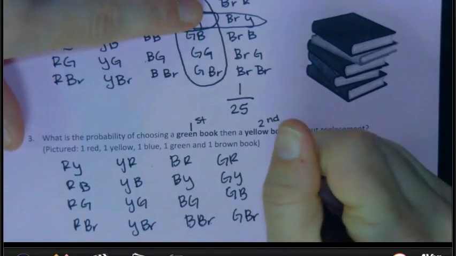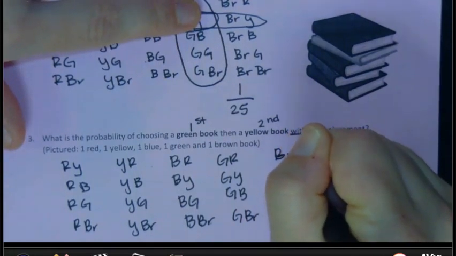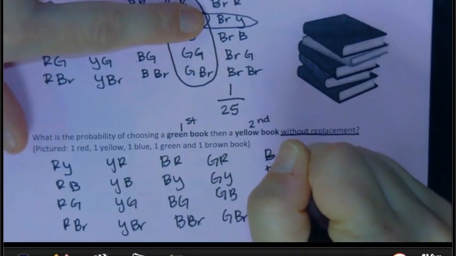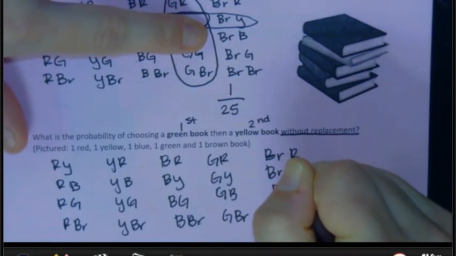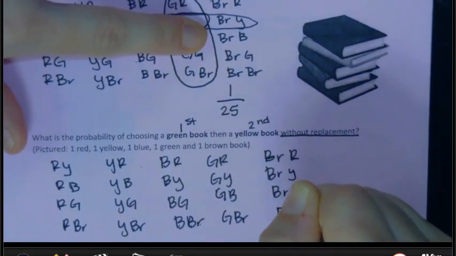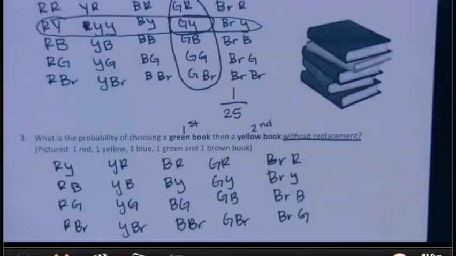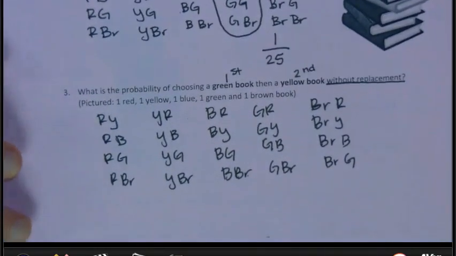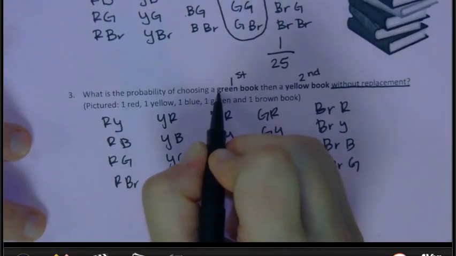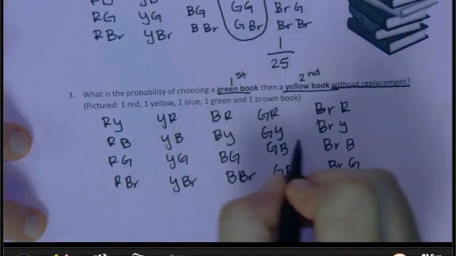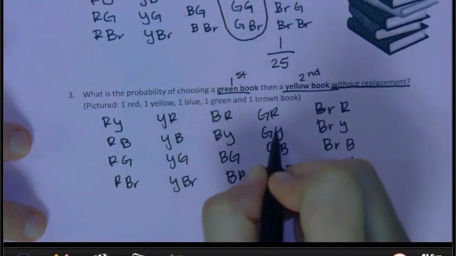So green, brown, brown, red, brown, yellow, brown, blue, brown, green. I cannot get a brown, brown because if I pick up a brown book and do not put it back, I can't get the brown book again. So I want to find the possibility of getting green, then yellow. So I'm going to find my green stack and then my yellow.